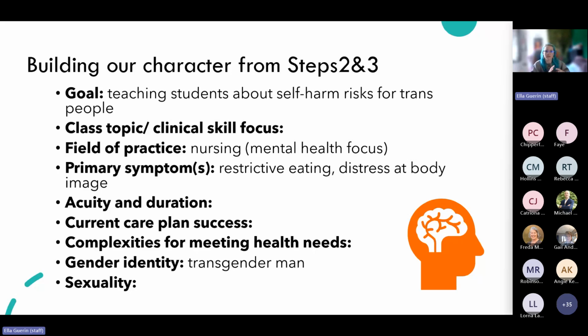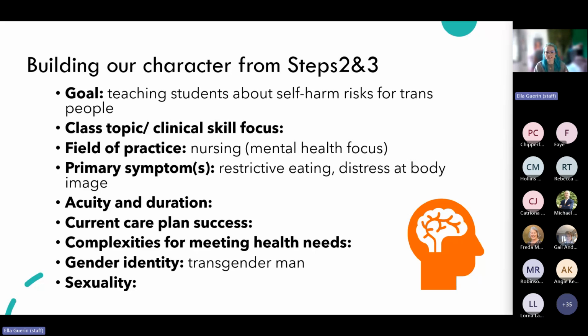Have a think about what's going on for your patient, and what I'm going to invite you to do so that we have a character for all of us to take home at the end, as well as any that you're writing by yourself. If you can give my character some acuity and duration of their restrictive eating and their distress at their body image, if you can help me identify how successful is their care plan going? Is it going really well? Everything's smooth sailing? Or is there something going a bit awry? Or are we really struggling with making this care plan work? There's something going wrong. And absolutely we can do that.